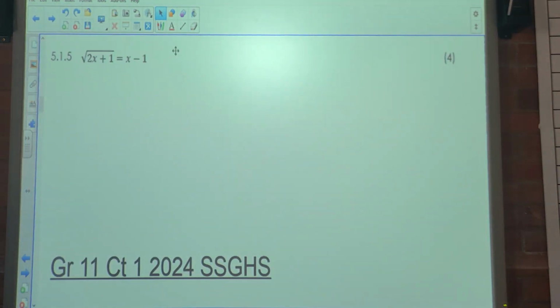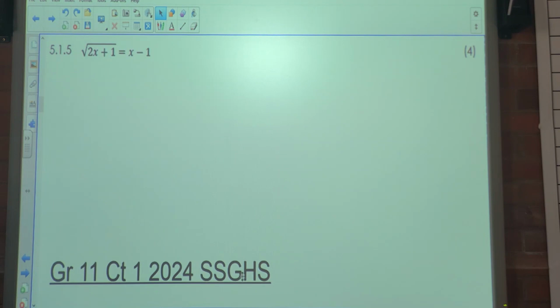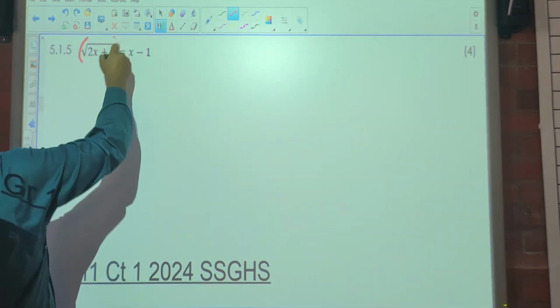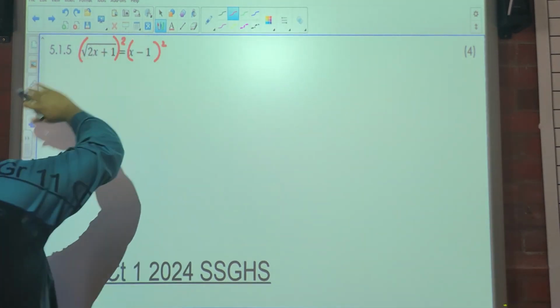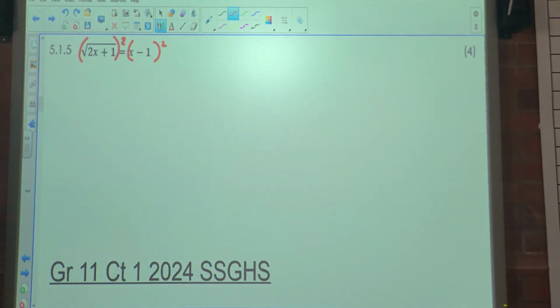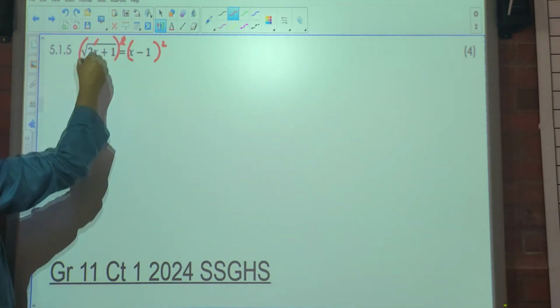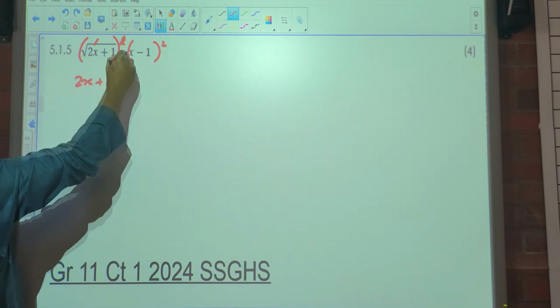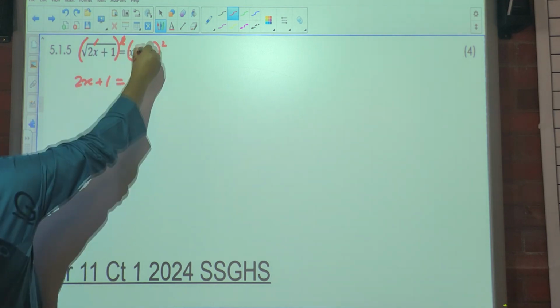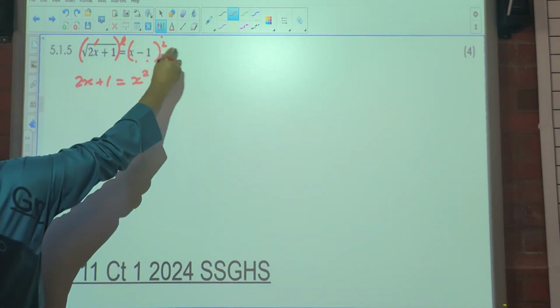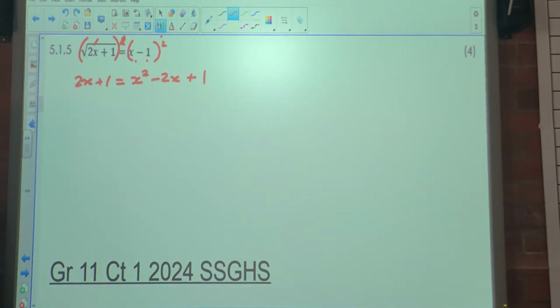Let's do the next one. So we got the square root of 2x plus 1 equals x minus 1. So what do we do first? Square both sides. Get rid of the bracket. As you can see, the root is already isolated. It's already on its own. So by squaring both sides, that cancels. It gives me 2x plus 1 is equal to first term squared, x squared. That times 2 is negative 2x, and the last term squared.